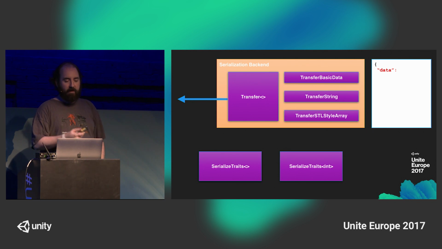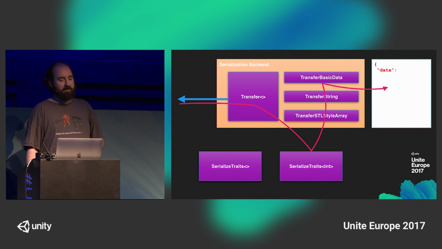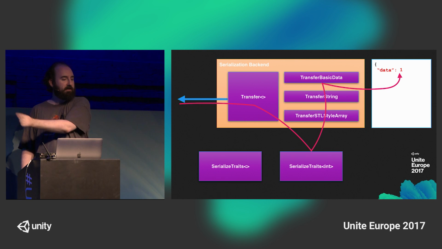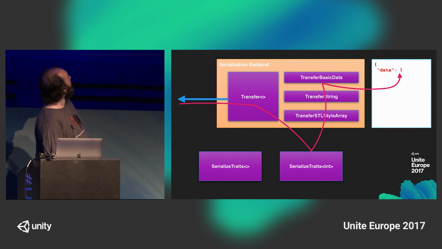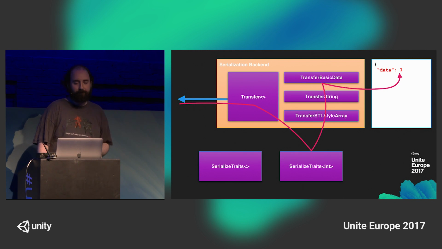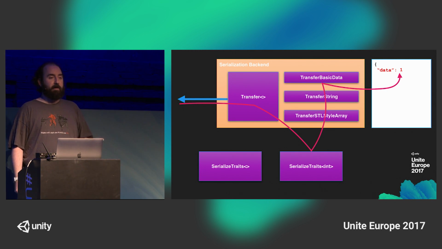and then the transfer function can start doing its thing. It reads the data in from the pointer, goes to transfer, feeds the serialized traits. Serialized traits then says, use transfer basic data for this. Transfer basic data writes it out to the output in that somewhat confusing boinging arrow around the place there. So that's one value written out in the appropriate format.